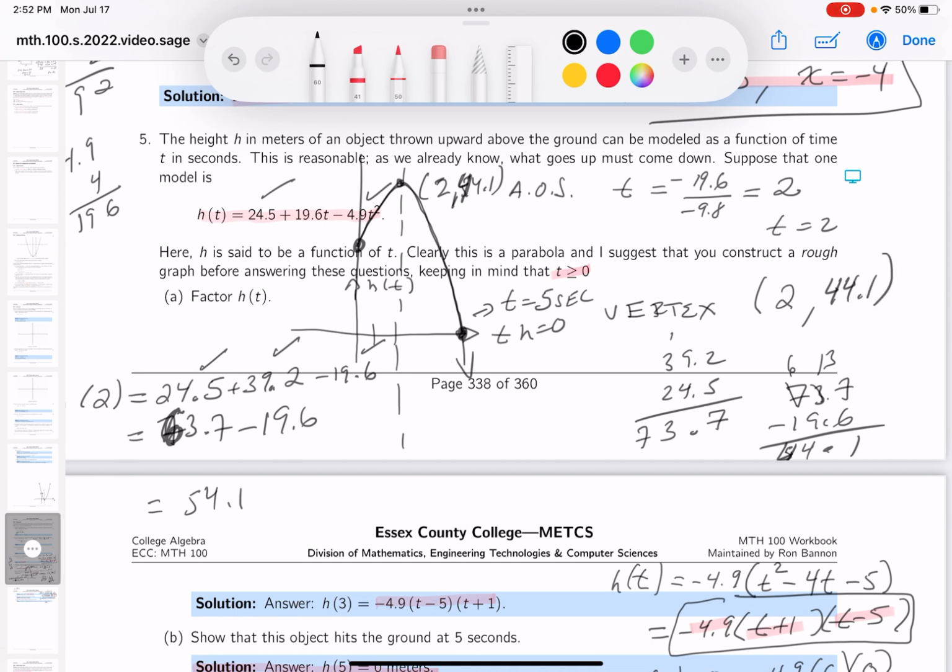44.1 meters. What does that mean? It goes up. It reaches a peak at 2 seconds. That peak is 44.1 meters high. Then it comes sailing back down to the earth. Then hits the ground at 5 seconds. And we're done. Thank you.